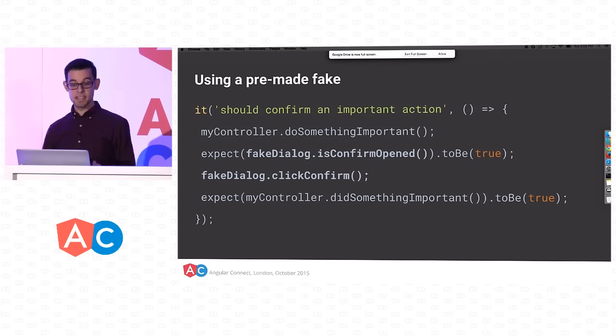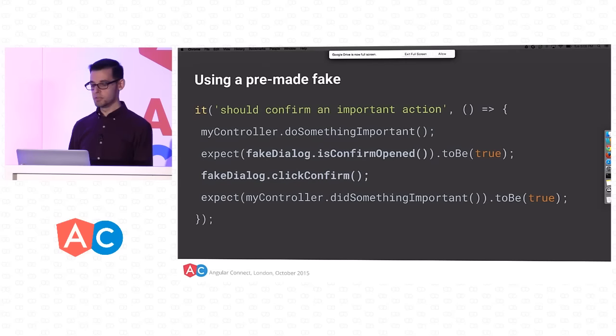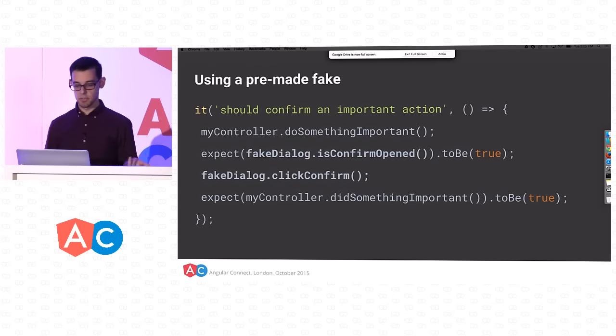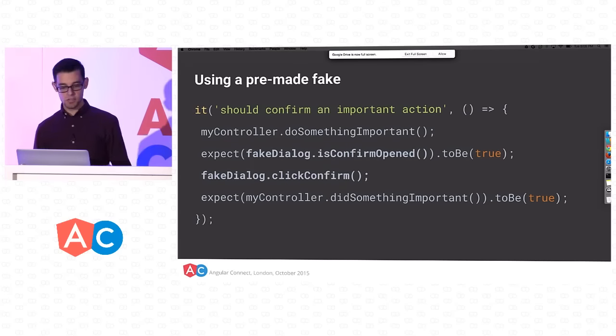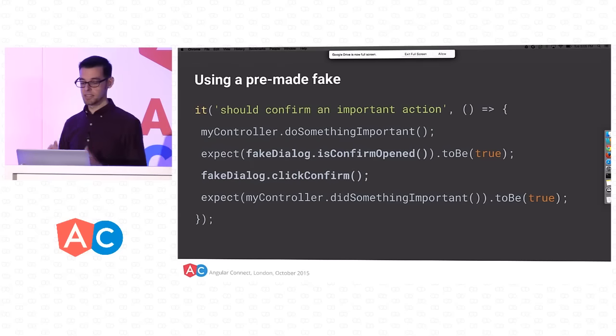So here we have the same test that has been configured to use a fake dialog implementation. The fake dialog has the same methods as the real one, but also has some extra methods that help make testing easier. You can see fake dialog has a method to assert that the confirmation is open, and another for clicking OK on behalf of the user. Note that we're actually not testing the dialog itself here. It has its own unit test for that. We're just testing here something that depends on the dialog service, something that consumes it.